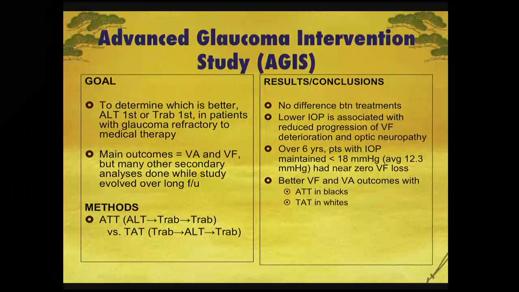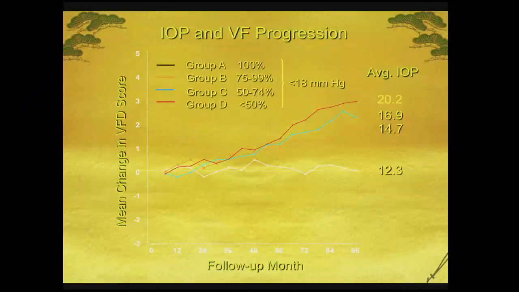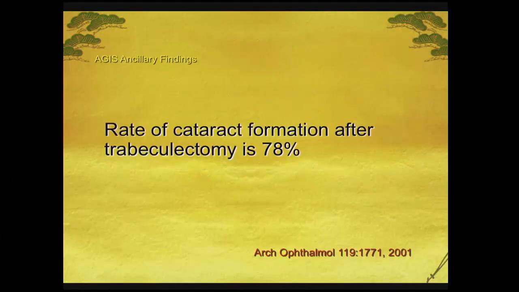And then the last conclusion that was highly popularized, but that the study was actually not designed to answer, was the difference in these two randomization groups, whether for black patients and white patients. So it was found that black patients did better if they had laser before a trabeculectomy, versus whites did better with a trabeculectomy first. And these are just some graphs that you can look at on your own.